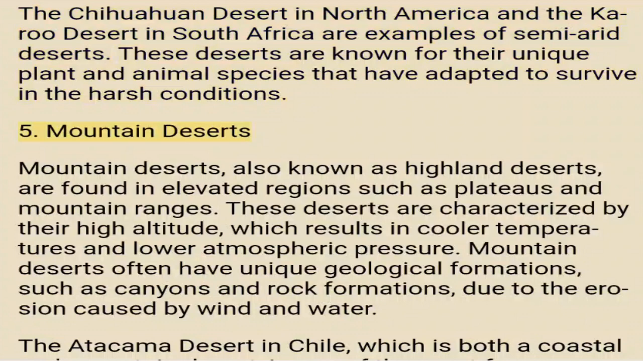5. Mountain deserts. Mountain deserts, also known as highland deserts, are found in elevated regions such as plateaus and mountain ranges. These deserts are characterized by their high altitude, which results in cooler temperatures and lower atmospheric pressure. Mountain deserts often have unique geological formations, such as canyons and rock formations, due to the erosion caused by wind and water.